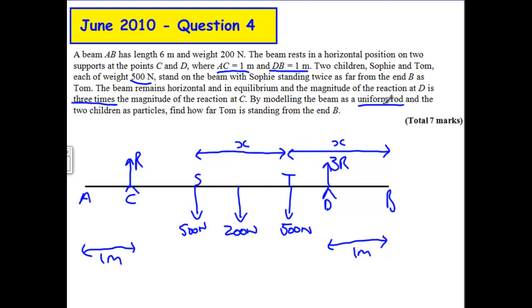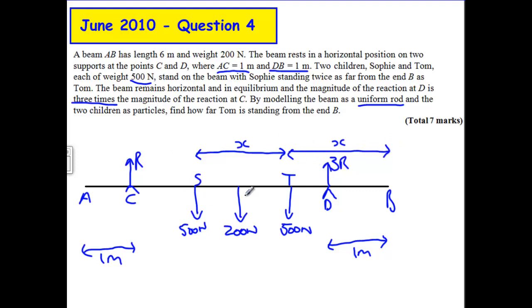I've already used the fact the beam is a uniform rod by placing the weight in the centre of the beam, and I've also assumed that the children are modelled as particles, so that means that their weight acts in a single point on the beam. The question, for 7 marks, is asking us how far Tom is standing from the end B. So in other words, we have to find this distance x.